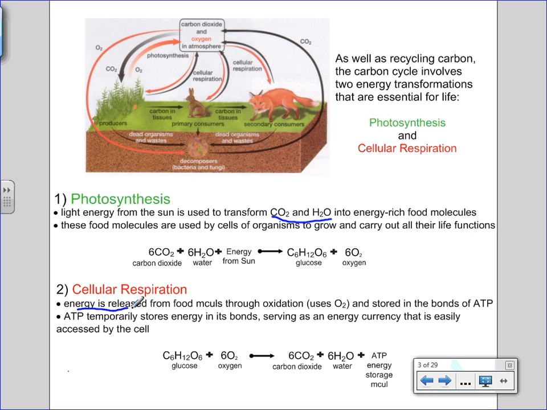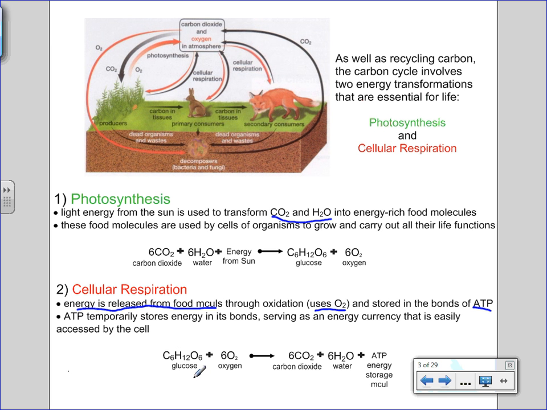So instead of being stored into food molecules, it's released from food molecules through oxidation reactions, which use oxygen, and it's stored in the bonds of ATP. ATP is a molecule that temporarily stores the energy, and it acts like a currency, like money in the bank for the cells to access.